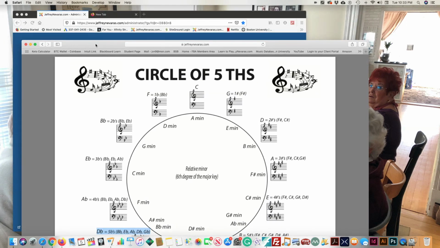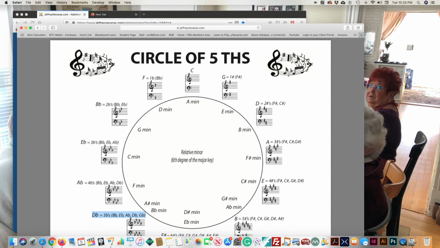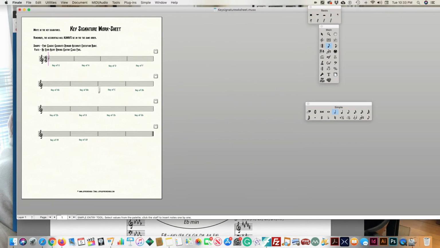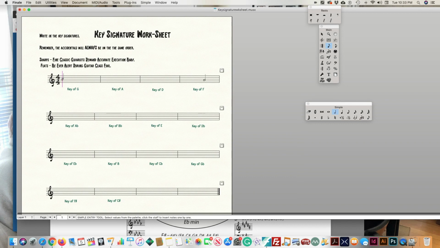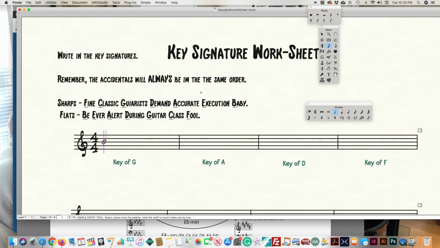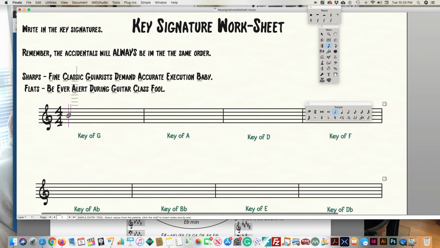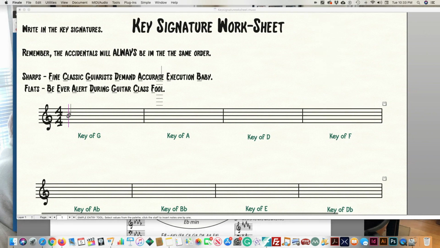As I've said before, I find that it's very important to continue to write these things out and to practice writing out these key signatures so it becomes automatic. So here's our sentence: Fine Classic Guitarists Demand Accurate Execution. So we have A, F for Fine, and then we have Classic, right? Fine Classic Guitarists. And so they're the 3 sharps in the key of A.